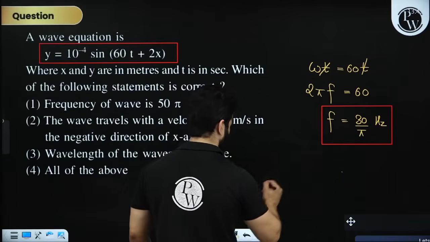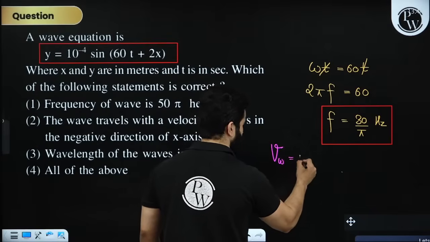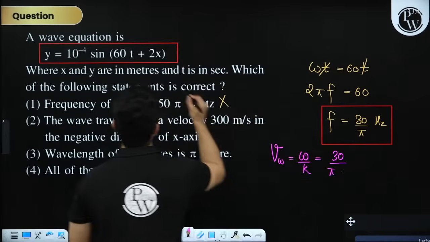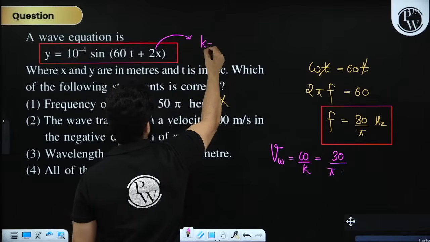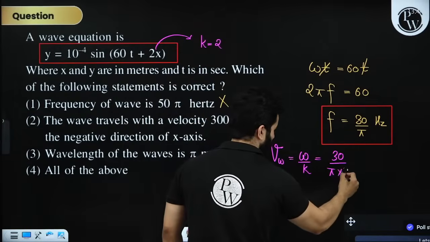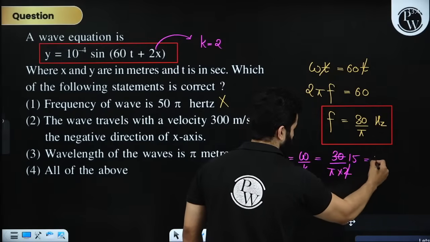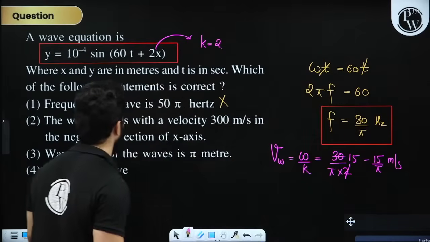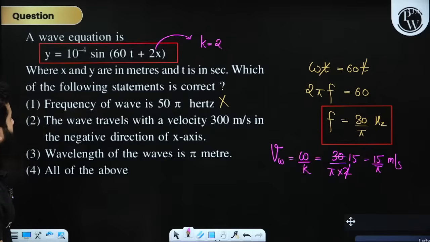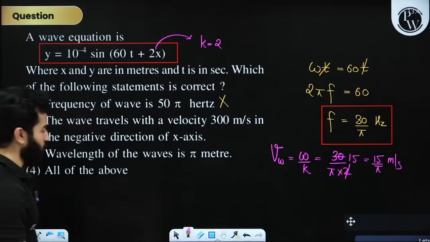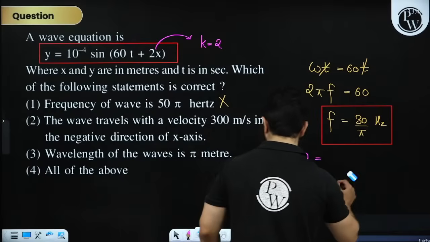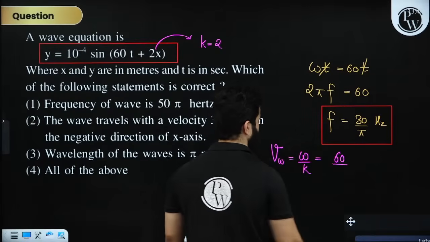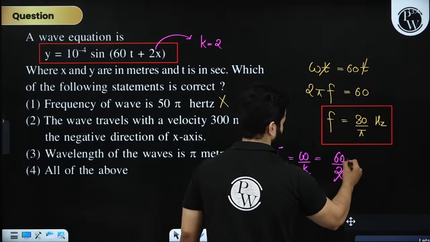Then they are talking about wave velocity. Please remember, the formula for wave velocity is omega by k. Now we know that omega is 30 by pi and k is, mind you, this is k, so the value of k is 2. So this is going to be 15 by pi meter per second. Sorry, let me correct it. Omega is not 30 by pi, omega is actually 60. So you write 60 divided by k, which is 2. So this is going to be 30 meter per second.